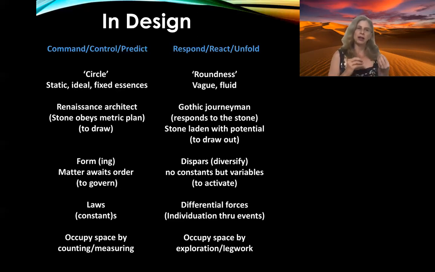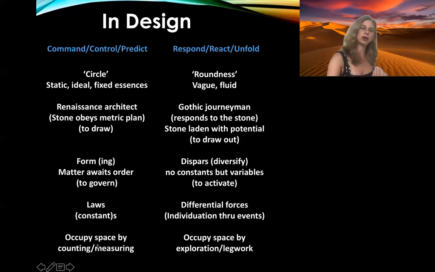So again, going back to this idea of command and control, we have the idea of forming, where matter awaits order or being governed, versus what they describe as dispars, or diversifying: no constants but variables, how do we activate the variables? The ideas of laws or constants versus differential forces, where individuation appears through events, through forces that are at play at a given moment.